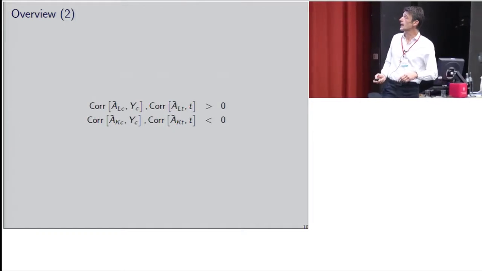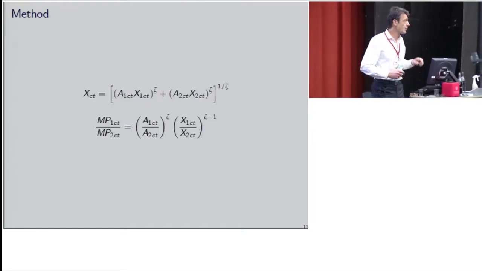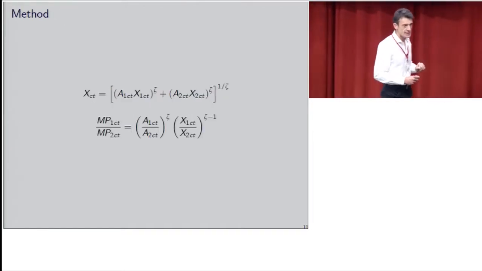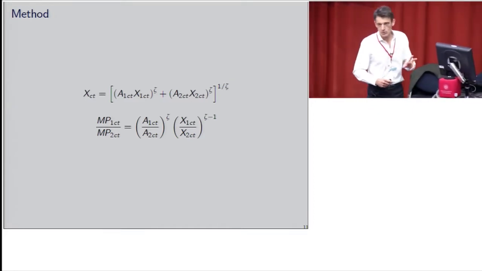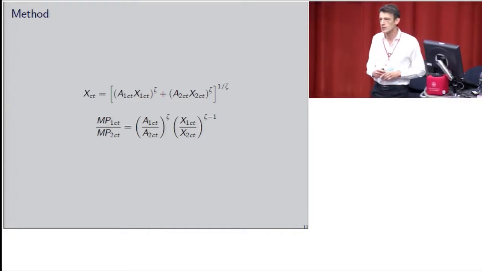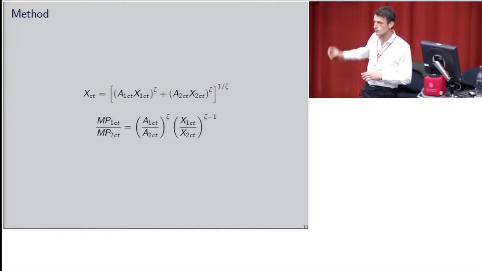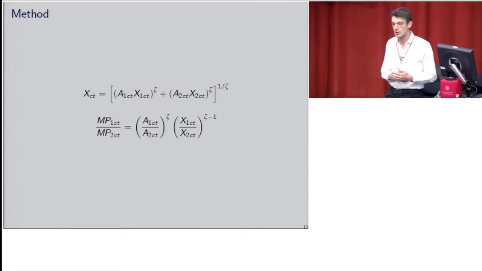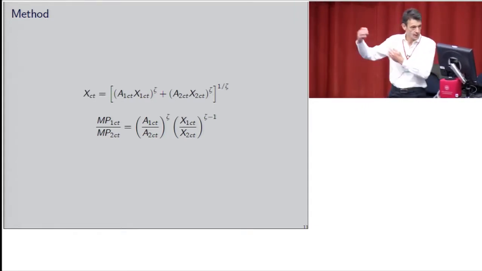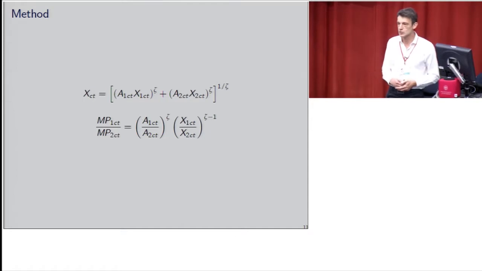Right, so that's the plan. One last thing before we get to the data: the method. How am I going to draw inferences about the factor bias term, both over time and across countries? Well, let me go back. This is the same equation I put up before of the ratio of marginal products as a function of relative supplies and relative efficiency units.